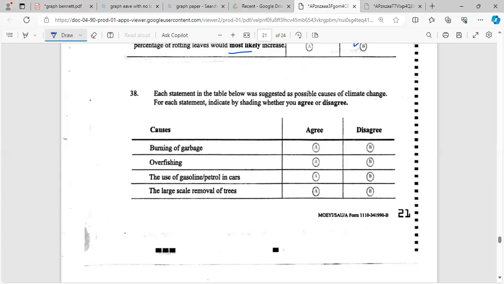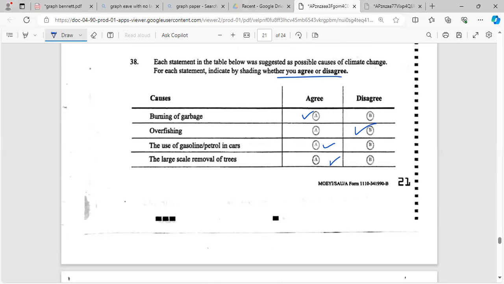Each statement in the table below suggests a possible cause of climate change. For each statement, indicate by shading whether you agree or disagree. Alright, burning of garbage, that will definitely affect climate change. Overfishing, no sir. The use of gasoline, petrol in cars, definitely. The large scale removal of trees, definitely. Alright, you need the trees, guys. Plant a tree today, guys.